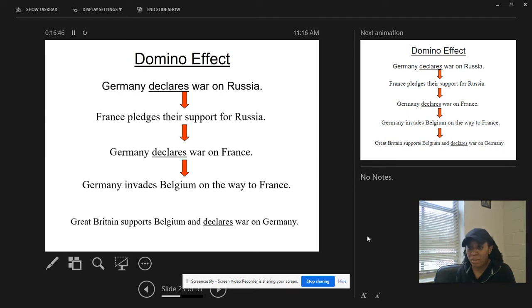And so Germany is ready to go. They're not ready to talk about it. They're ready to go. So to get over to France, if you remember the map, you got to go through Belgium. Okay, you got to go through Belgium to get over to France.